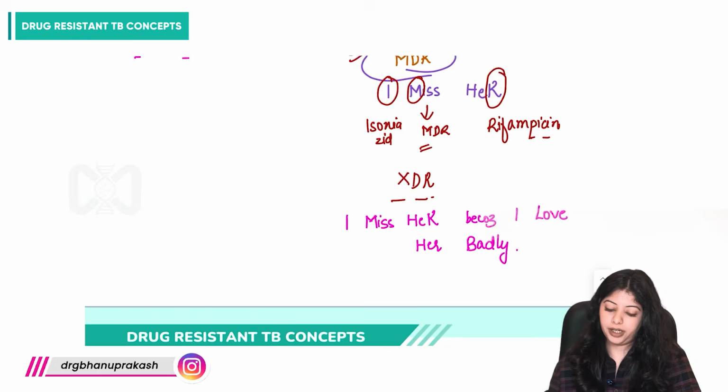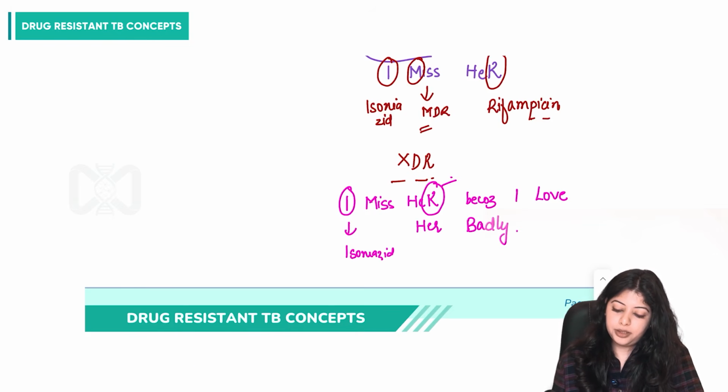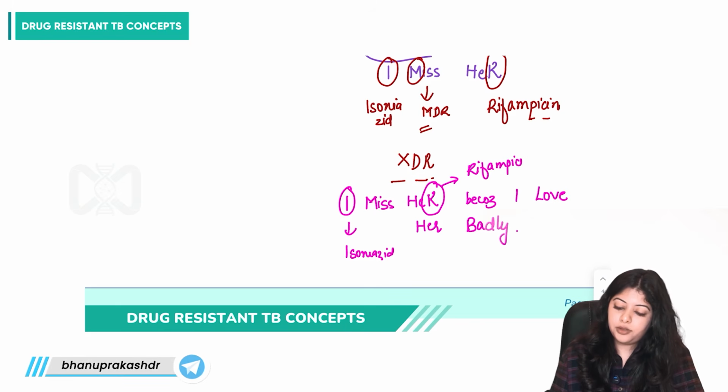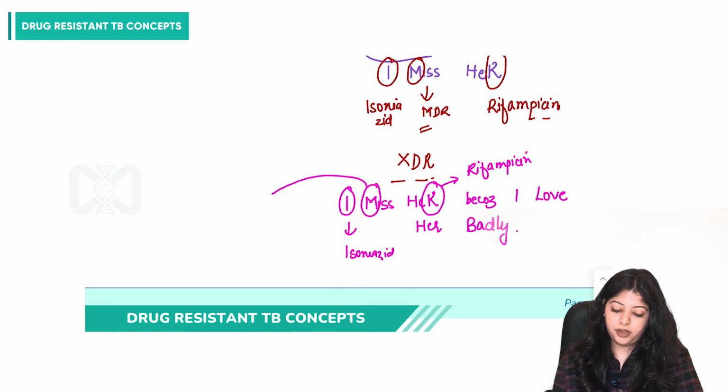So what do we include now? I will include isoniazid. R will include rifampicin. So this is including the MDR-TB definition. And for M, we will be using this for moxifloxacin.